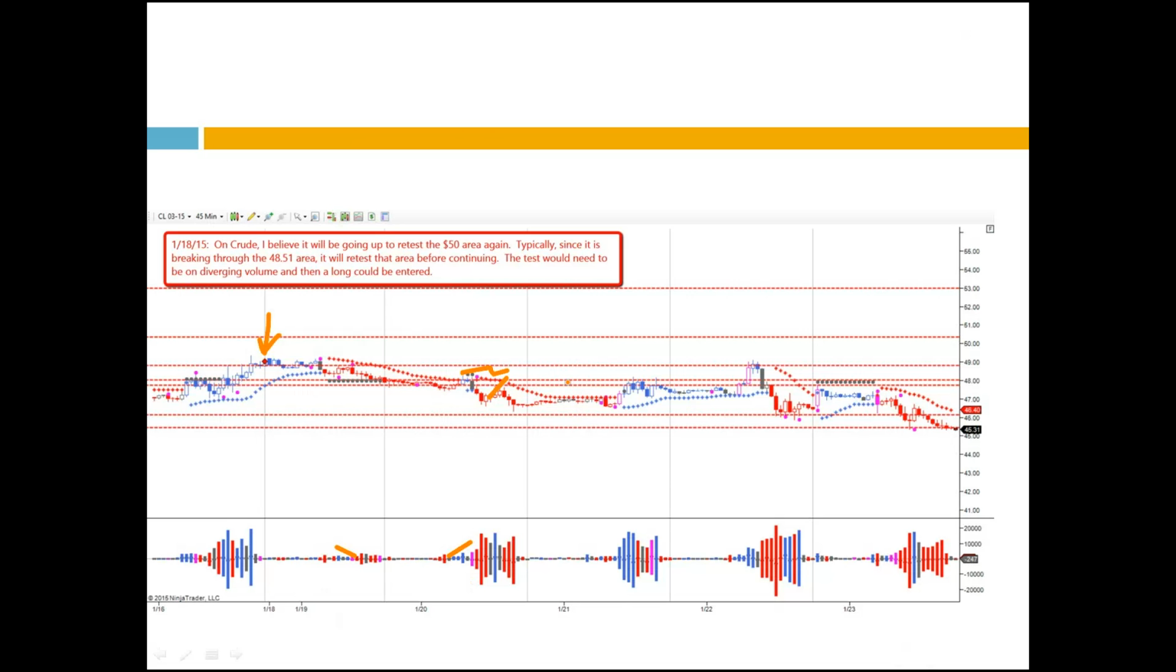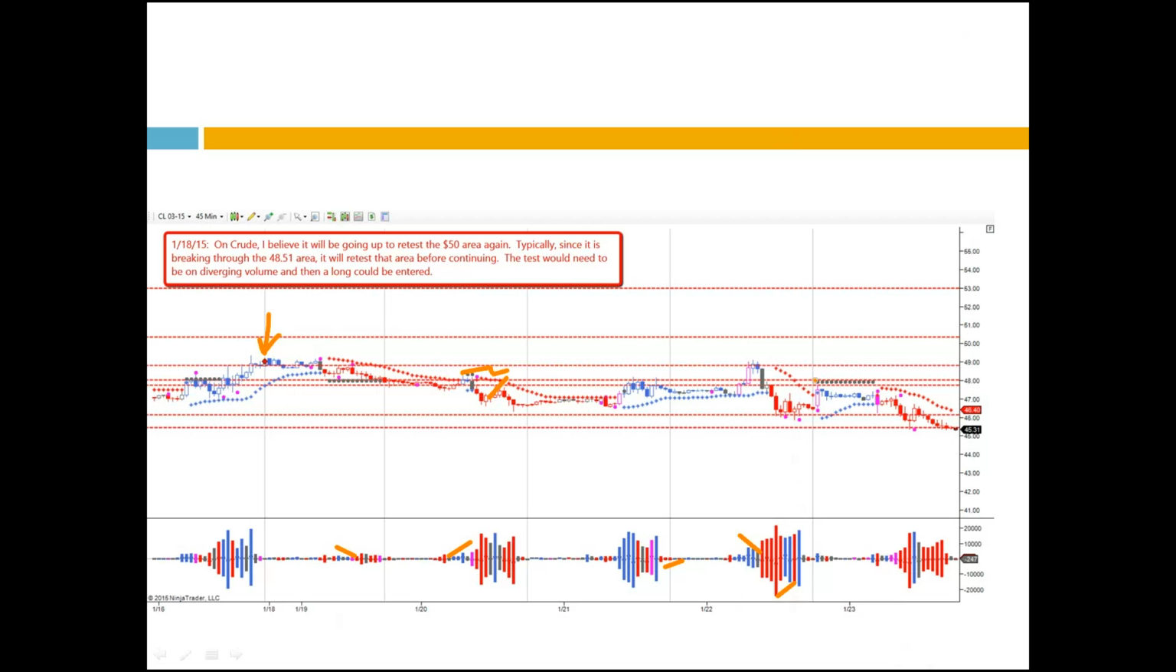We did have some divergence in here. You can tell there was just no interest by the buyers. You would have made a little bit on that, and then it comes back up, kind of floats around. Here you have some divergence. It does go up and test the $49 area, does it on diverging volume, comes back down to the $46 area. As it comes back to the $46 area, you see a very strong divergence there.